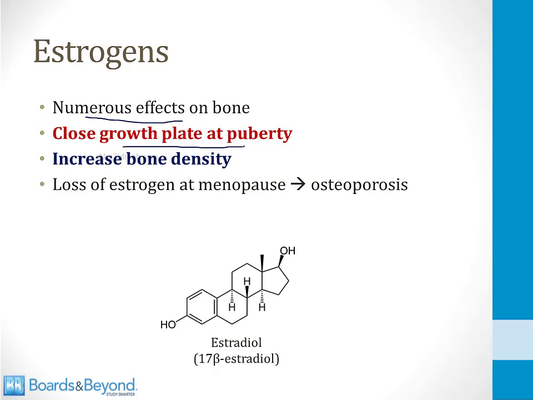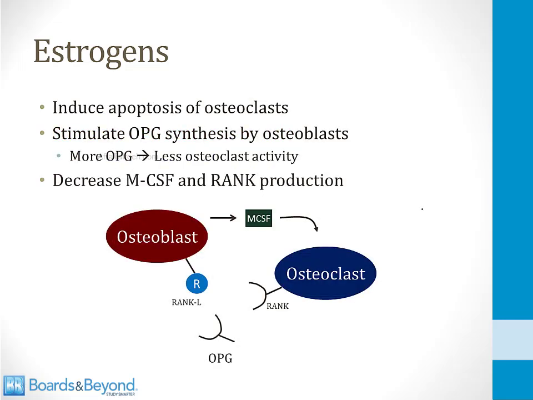A second important effect on bone of estrogens is that they raise bone density, and this is why women often develop osteoporosis at menopause, because their ovaries stop making estrogen, estrogen levels fall, and that leads to a fall in bone density, and that leads to osteoporosis. The way that estrogens raise bone density is by decreasing the activity of osteoclasts. Remember, there's always a balance between bone formation and bone breakdown. If you decrease the amount of bone breakdown by osteoclasts, you will get relatively more bone production, and that's what leads to increased bone density.